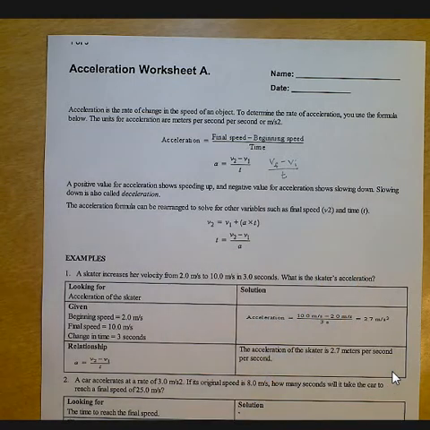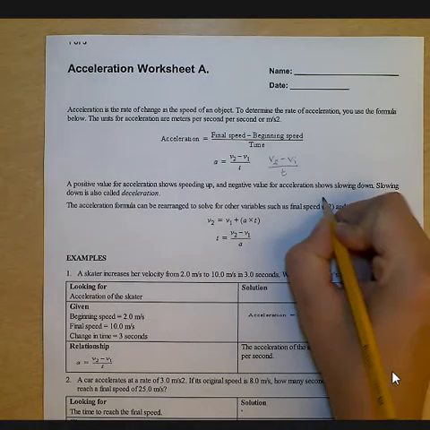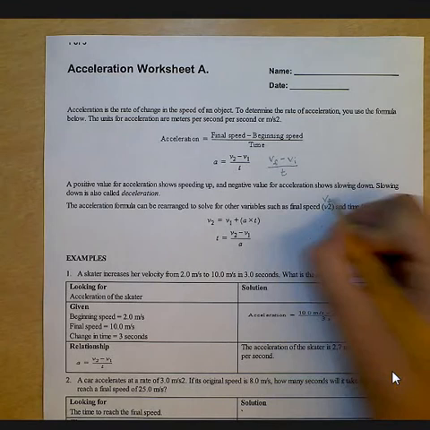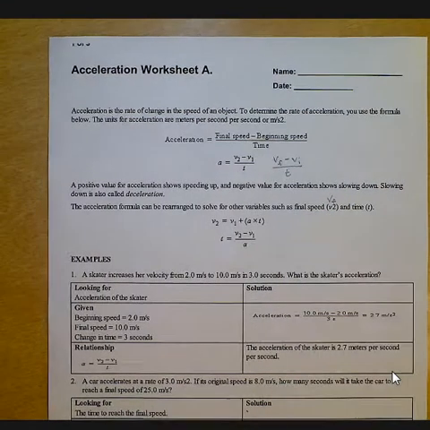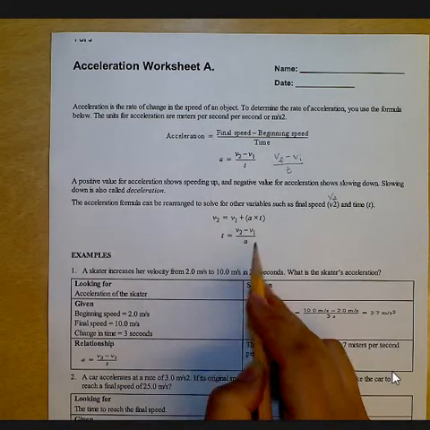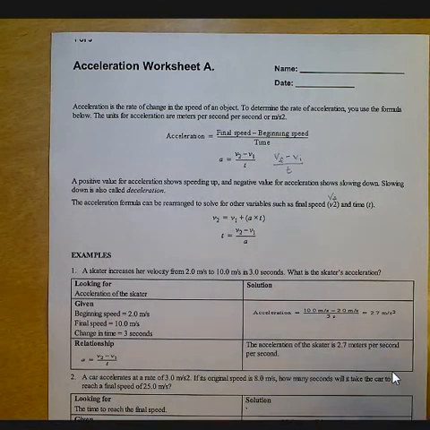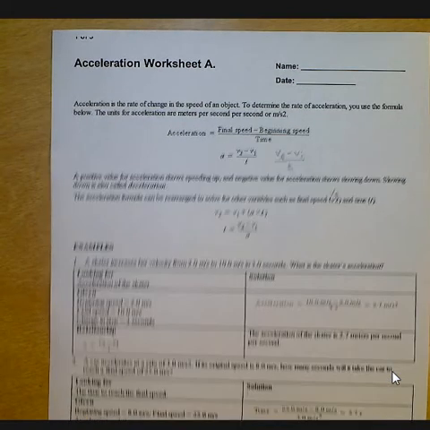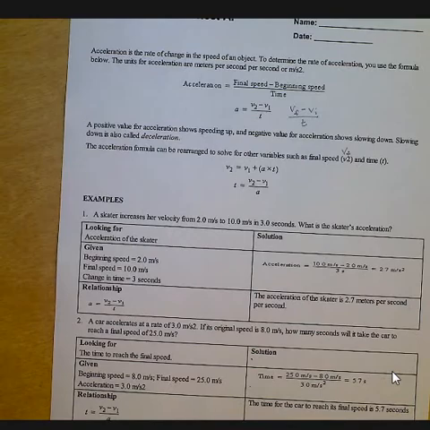The acceleration formula can be rearranged to solve for other variables such as final speed, VF, and time, just like this. Sometimes you might prefer to substitute the variables in and then rearrange your equation based on just your algebra, and that's fine too. That's how I prefer to do it. Here are two examples you can go through on your own. So we will go ahead and start with page 2.